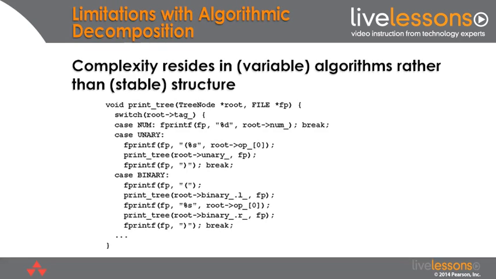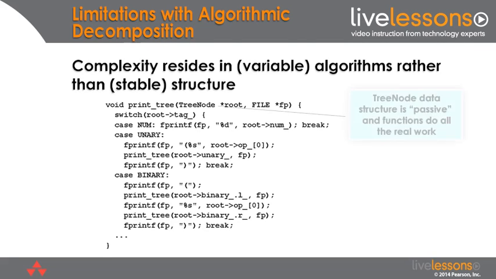Of course, however, there are also some significant limitations with algorithmic decomposition. And it's important to have a fairly deep understanding of that because that helps to motivate the focus on objects and the focus on patterns. One of the problems with algorithmic decomposition is the complexity of the system tends to reside in the algorithms, which are often variable and tend to change, rather than in the structure, which tends to be more stable if you do it right. So for example, if we go back and take a look at our print tree function that we looked at before, you'll see a couple of interesting things.